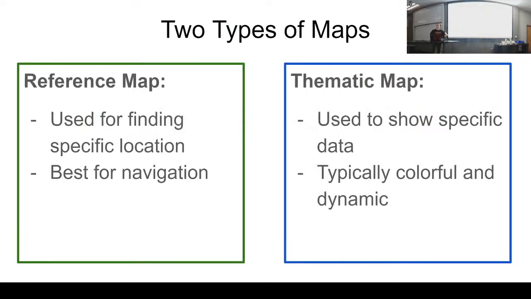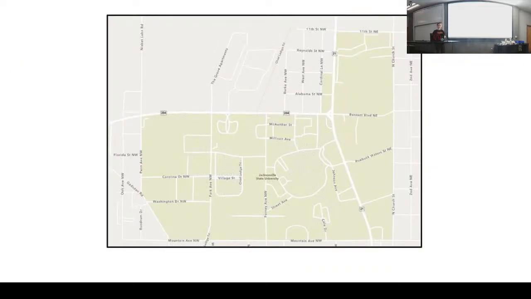And surprise, surprise, we're going to start with Lab 1 Map Essentials. So, for your midterm, you need to know the 2 types of maps, which are reference maps, which can be used for finding a specific location, and they're good for navigation. So if you need to go find Pete Matthews Coliseum, you're going to use a reference map. And then we have our thematic maps, which are used to show specific data. They're colorful and dynamic. That'd be like if you wanted to map all NCAA schools in the Southeast or whatever, sports. So that's the theme here.